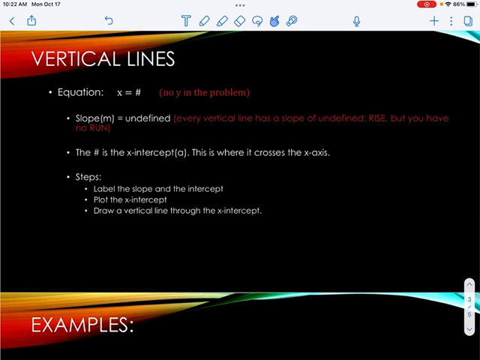So once again, vertical lines equation, x equals a number, no y in the problem at all. The slope is undefined, and the number that they give me is the x-intercept. So the steps to graph it is we label the slope and the intercept. We plot the x-intercept. We draw a vertical line through that x-intercept, and there is our graph.